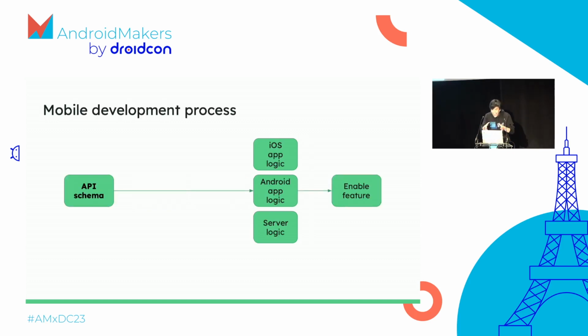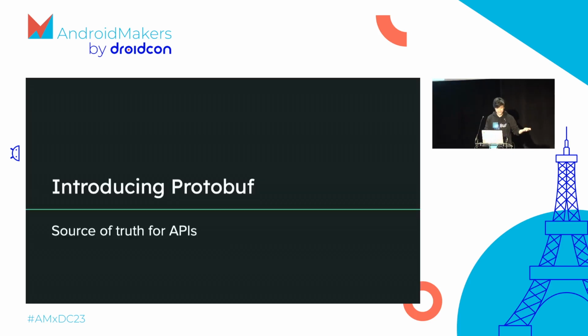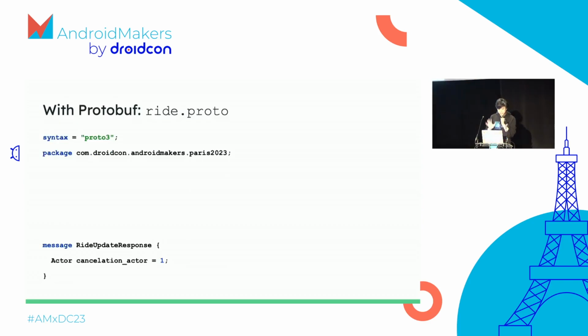And with that API schema, our development process would then be develop the API, and then we get to focus on the stuff that we like. So that's awesome. So Protobuf does this. And I'm going to walk through how the previous API would potentially look in Protobuf.